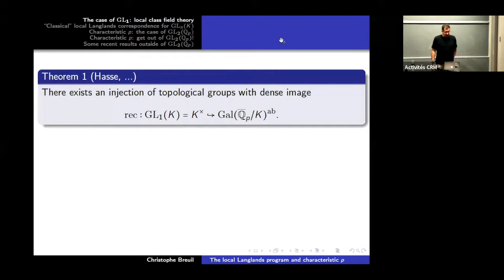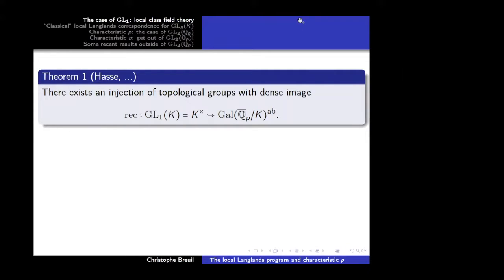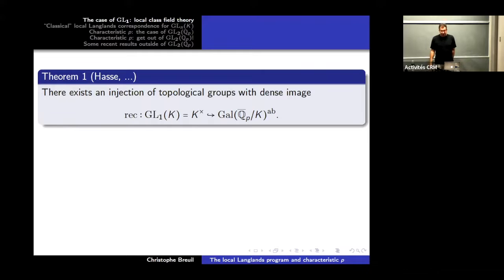So these two groups are very different. The one is just on K, and the other one concerns all extensions of K and the automorphisms you can have with these extensions. So it's living in different worlds. But still, it turns out there's an injection of topological groups with dense image of K cross inside the abelianization of Galois Q_p bar over K. Since this is an injection with dense image, this means roughly these are the same groups. I mean, you could take the profinite completion of K cross and get really an isomorphism. So this is quite strange.